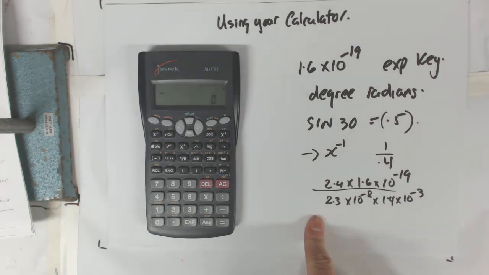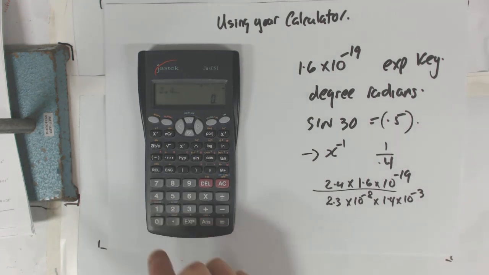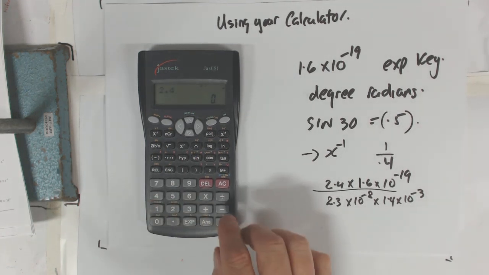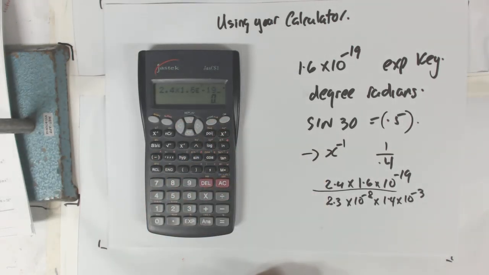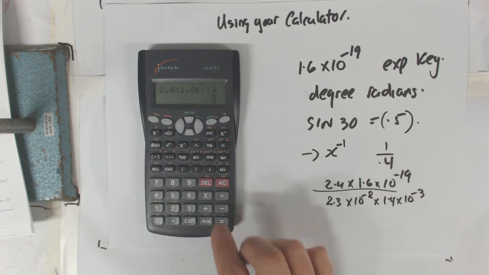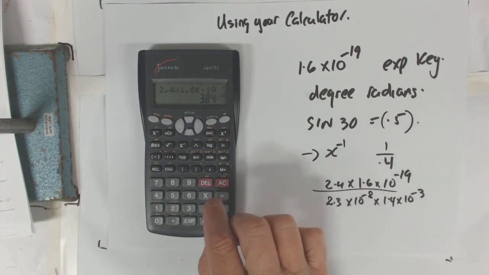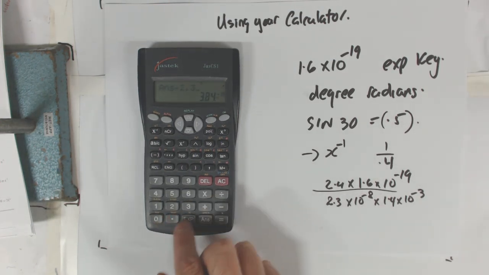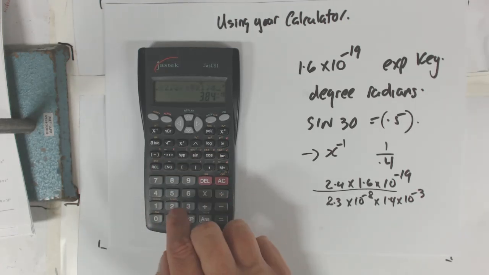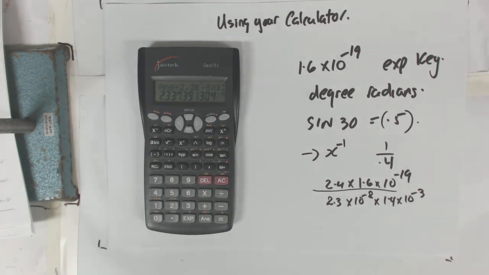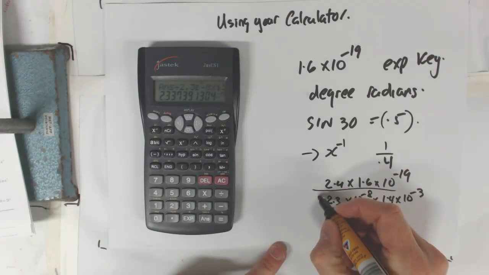Now, this often produces some problems with people, because what they do is they do the top line okay. They go 2.4 times 1.6 exponent minus 19, and you could go equals at that stage, not a bad idea. Then they would just go divided by 2.3 exponent minus 8 times 1.4 exponent minus 3 equals, and I can guarantee it's wrong. I see even Year 13s still doing it.